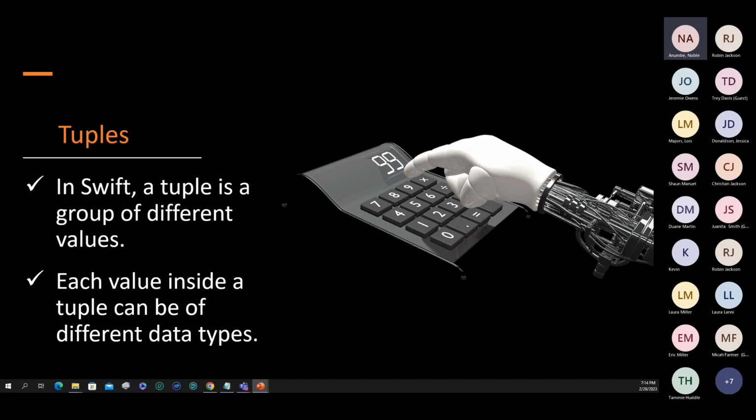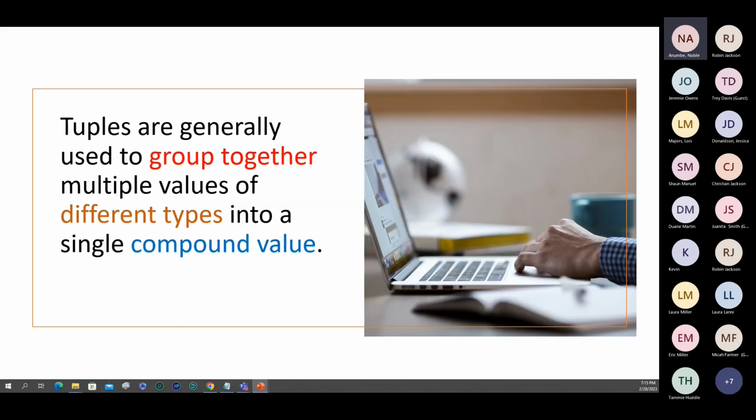So it's your way of grouping different types of values. Each value inside a tuple can be of a different data type. So it can be a character. Again, think of it like your U-Haul. The back of your U-Haul is a container, a big box of its own. But I can now store different data types there, right? After I have packed them in small boxes. That's what tuples are. So they are generally used to group together multiple values of different types into a single compound value.